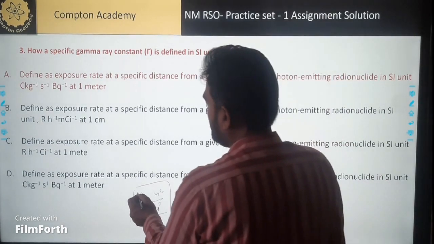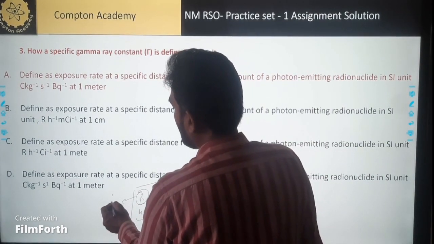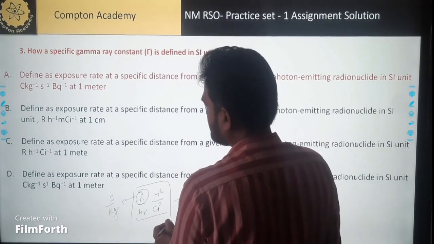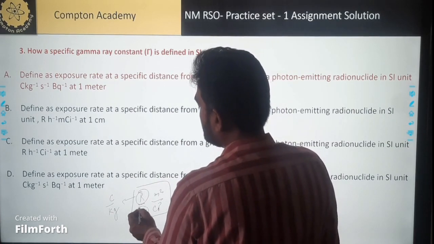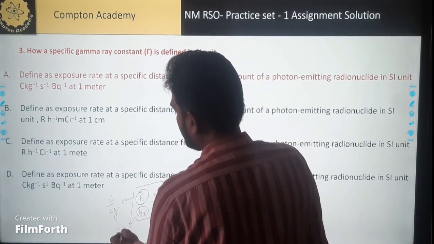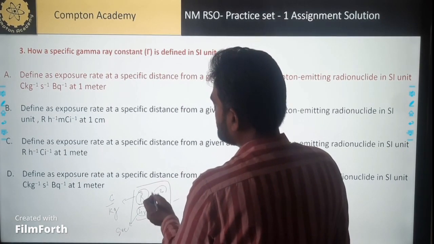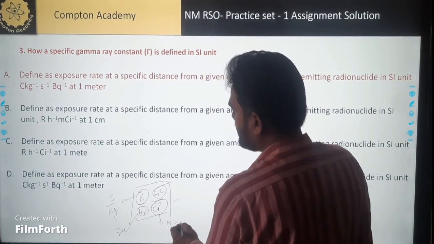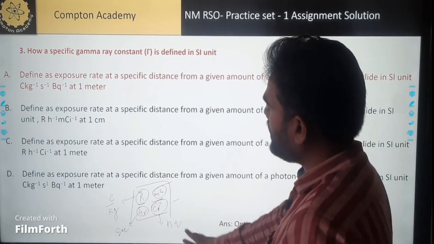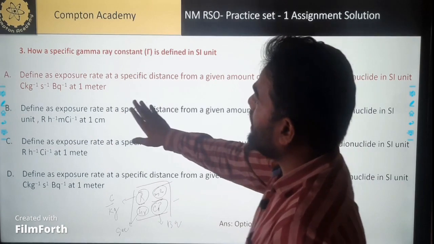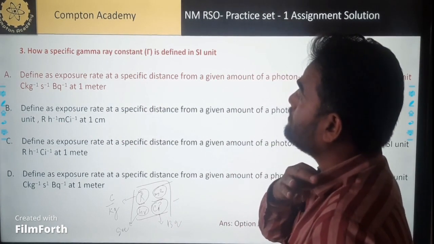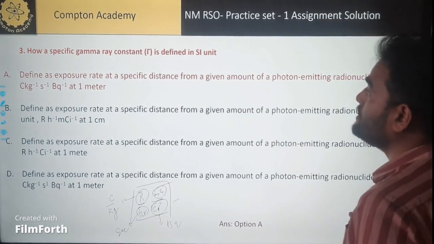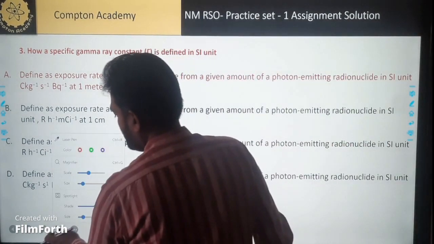The roentgen in SI unit is generally defined as coulomb per kg, and this hour is generally defined in SI unit as a second, and similarly meter square is okay, but curie is defined in becquerel. So after putting these values in this formula, you will get coulomb per kg per second per becquerel at 1 meter. It will be the SI unit of this exposure rate constant.